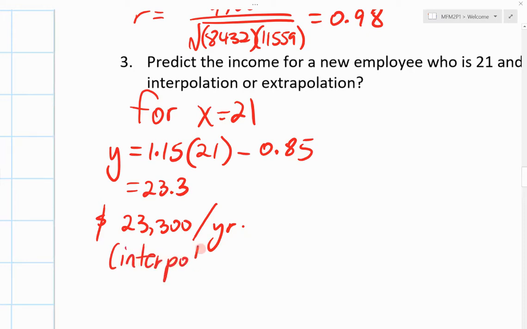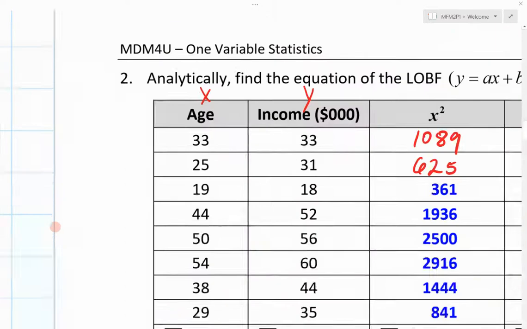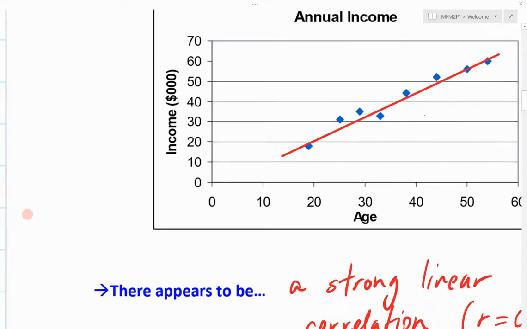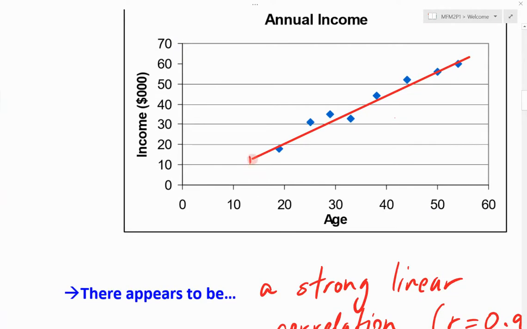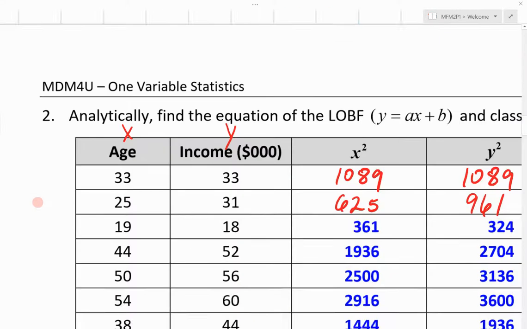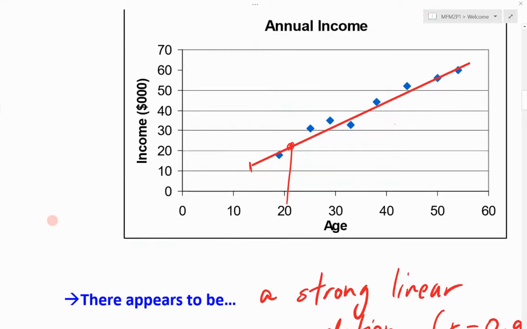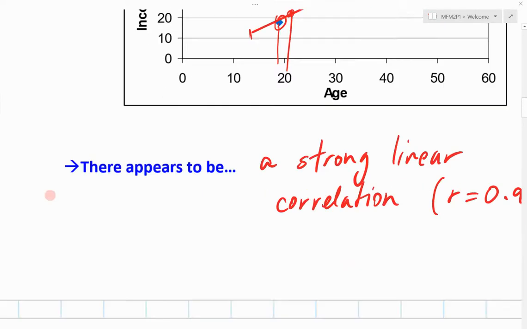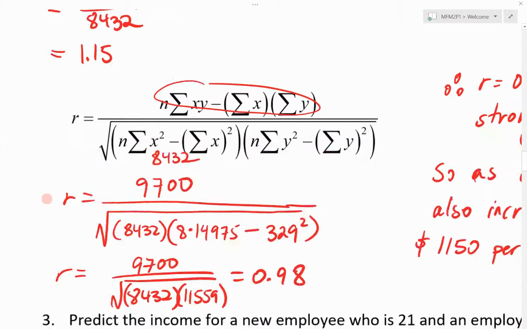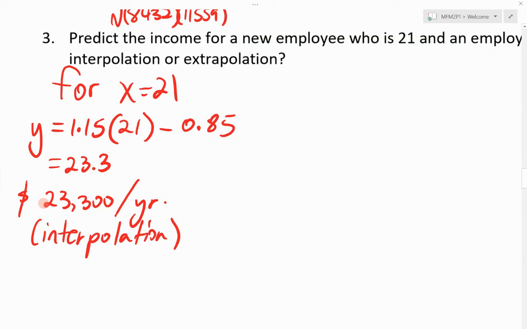And this is an example of interpolation. Why? Because this data point is within the range of our scatter plot, right? So our scatter plot starts here. Let me make this quick correction. Our data set starts here with this first point, which is before 20. The 21 is right about here somewhere. So this is in between our data points, and so it is part of our scatter plot.